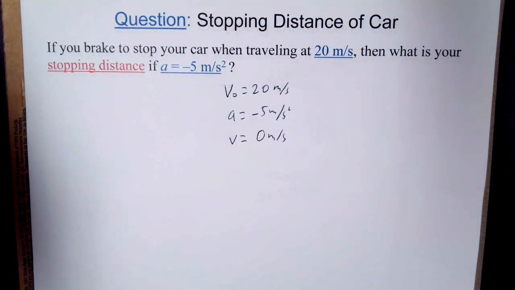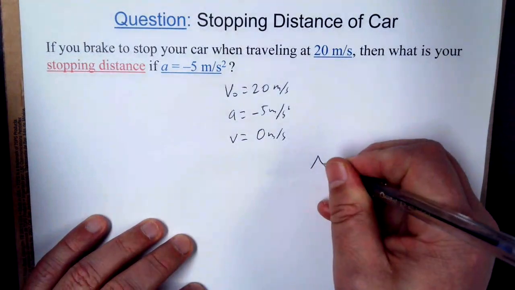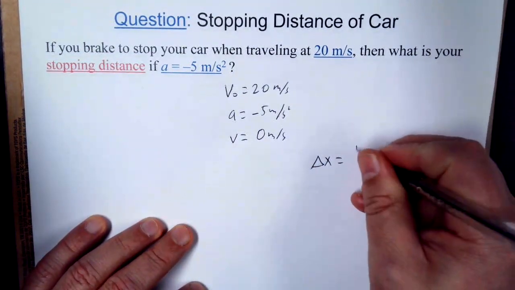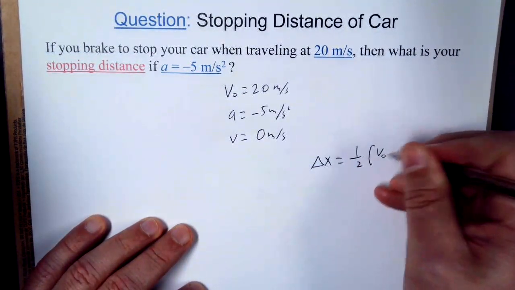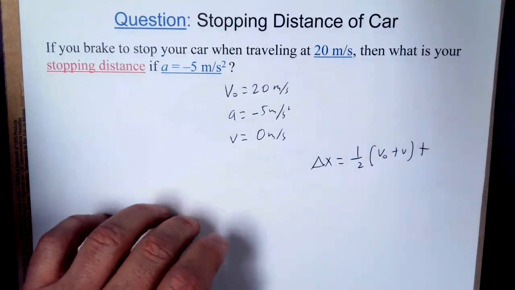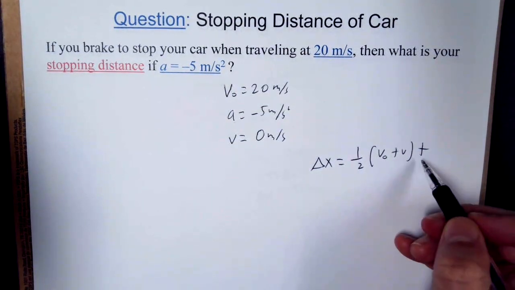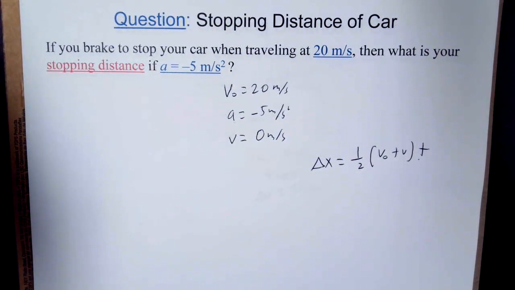Those are the big pieces of information that we have. And so what we want to do is find the stopping distance, so what is the change in position during this time? Probably the logical formula to find the change in position is this one: delta x is equal to 1/2 (v naught plus v) times t. Unfortunately, we do not know the time. So we want to know what the time is first, and if we know the time, then we can solve for the displacement.